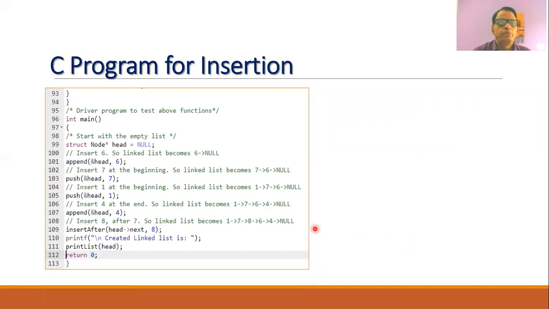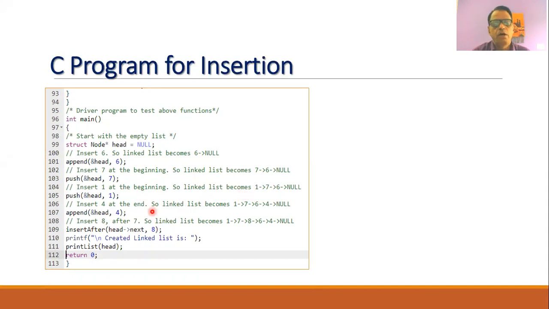Now in the main program, initially we will start with an empty list, and then we will insert the first element into the linked list by making use of the statement append head, 6. Then we will insert the next element 7 into the linked list, so that the list will now contain two elements 7 and 6. Then we will insert 1 at the beginning by making use of the function push head, 1, so that the list will become 1, 7 and 6.